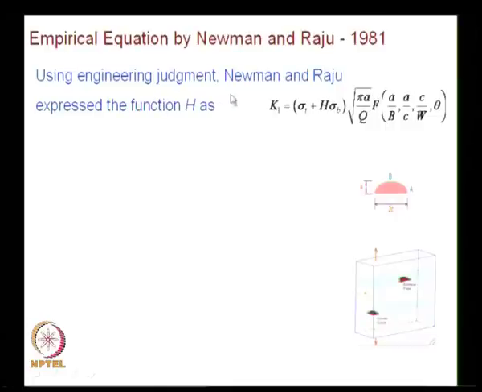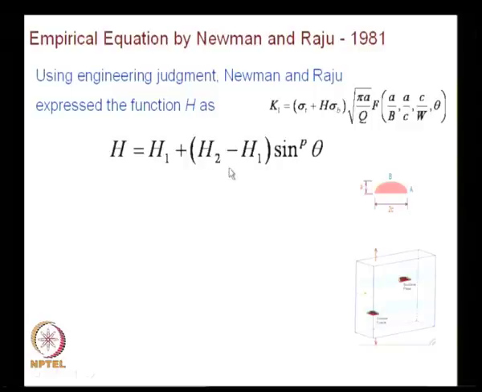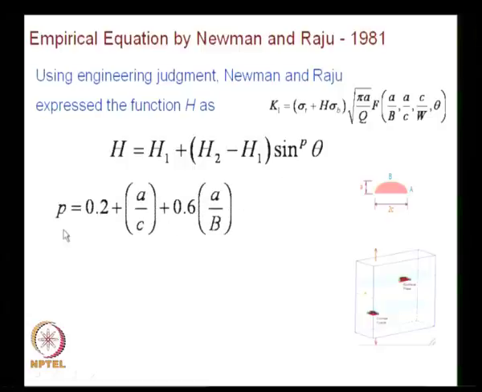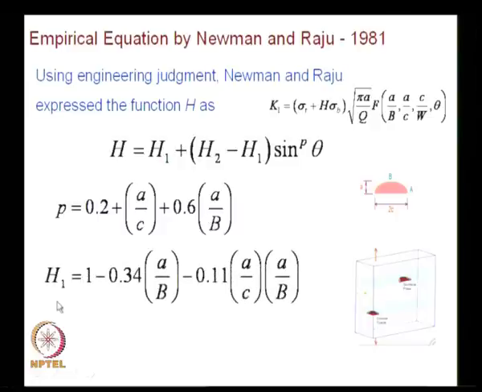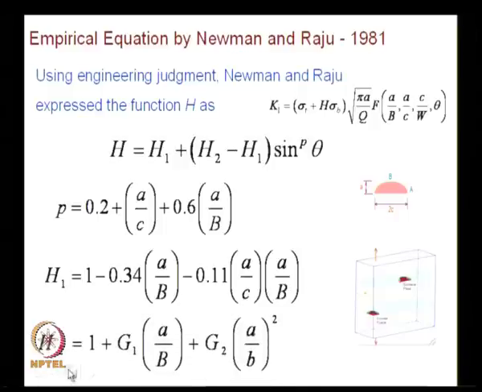Then we moved on to look at what is the function h, and you have to note that using engineering judgment, Newman and Raju express the function h in this form: h equal to h1 plus h2 minus h1 sin power p theta, and p is defined as 0.2 plus a by c plus 0.6 into a by b. h1 is defined as 1 minus 0.34 a by b minus 0.11 a by c multiplied by a by b, and h2 is given as 1 plus g1 multiplied by a by b plus g2 a by b whole square.